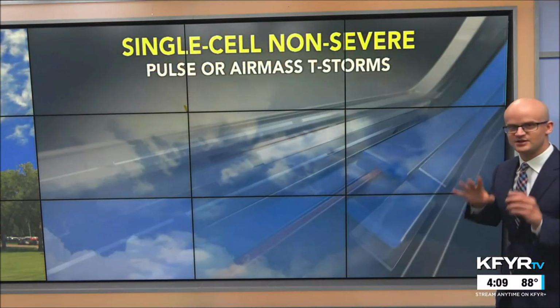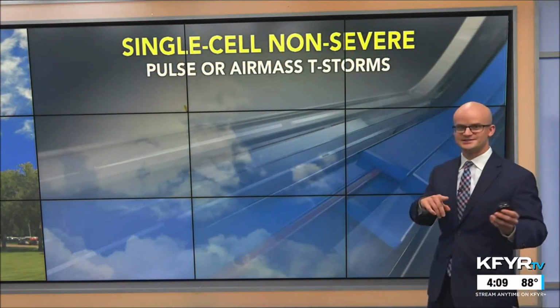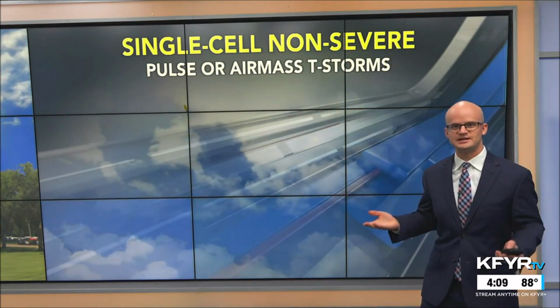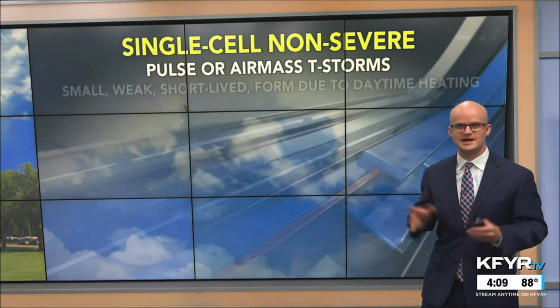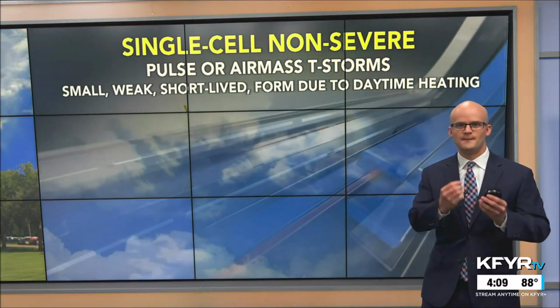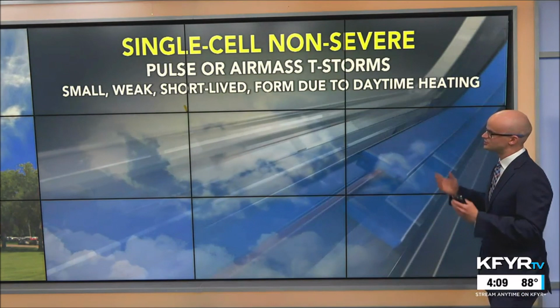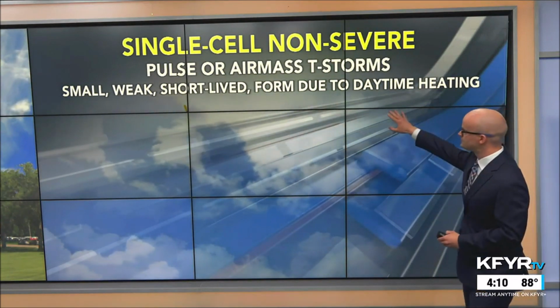So these single-cell non-severe storms, Kevin mentioned this a couple minutes ago, are pulse storms. In an environment where you have a decent amount of humidity and instability in the atmosphere with your daytime heating, you can get these small popcorn thunderstorms to develop across a region. So they're small, weak, short-lived, and form due to that daytime heating.